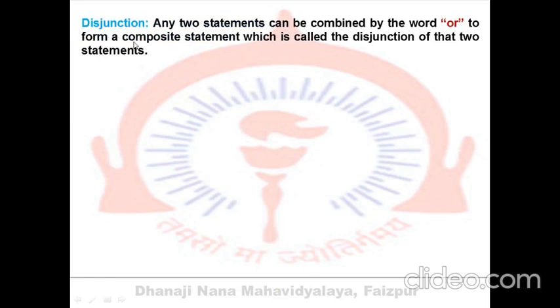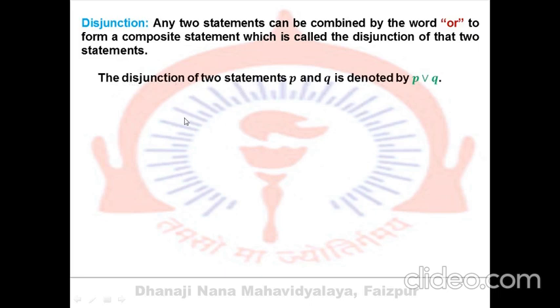Now next one, that is disjunction. Any two statements can be combined by the word or to form a composite statement, which is called the disjunction of the two statements. The disjunction of two statements P and Q is denoted by the symbol P or Q.